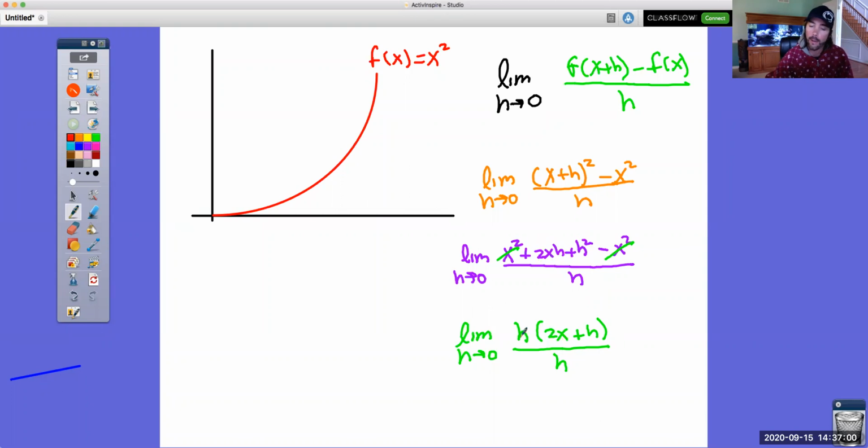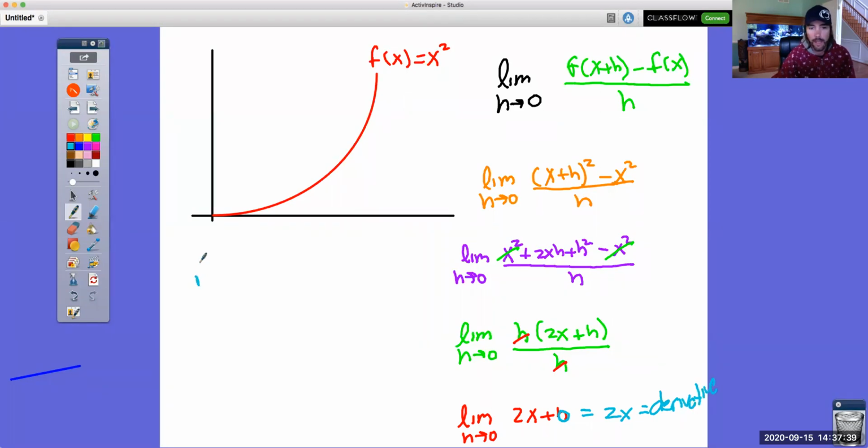When I factored that out, that now gave me an h in the numerator and the denominator that divide out and reduce. So now I can calculate the limit as h goes to 0 for 2x plus h. I've divided out my divide by 0 error, and now I can plug in the 0 for h. And I would be left with 2x. So if the function is f of x equals x squared, its derivative is 2x.